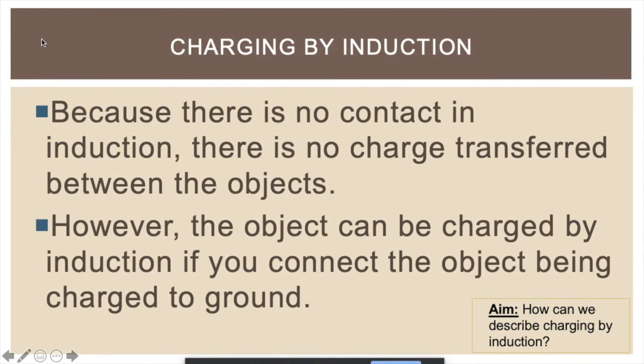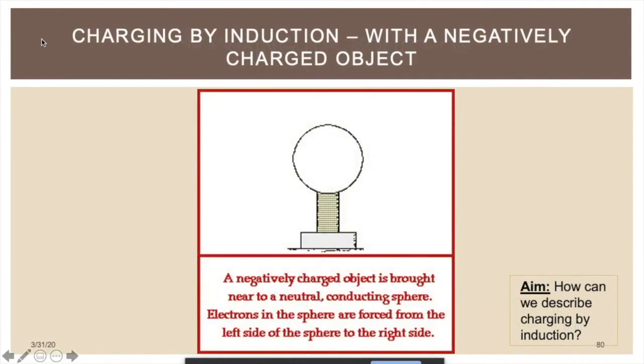Or if an object has too much positive charge, it can actually get some electrons from the ground to balance it out. So a ground is either a place where electrons can go or where electrons can come from. So what I want to do is show you a picture of how it works and then give you two big notes.